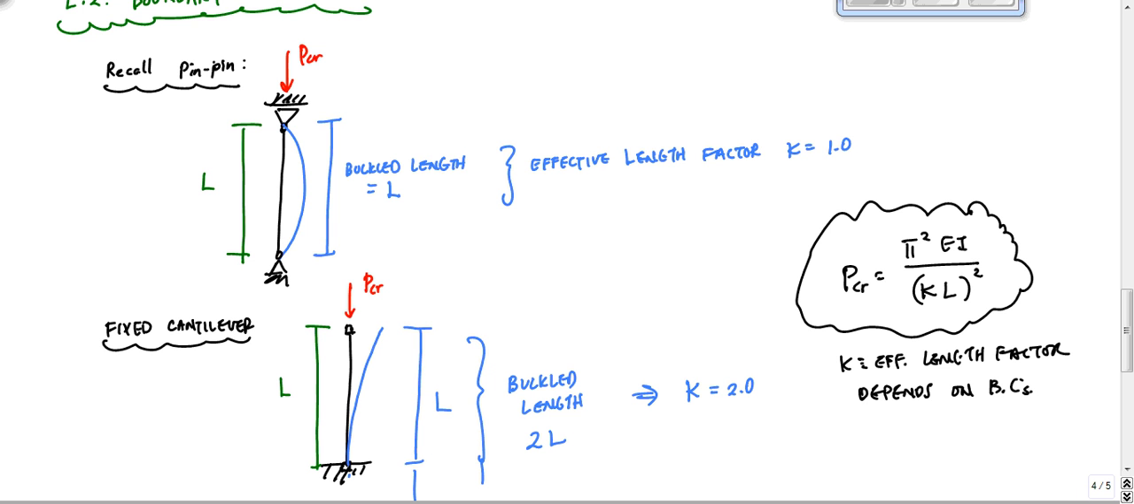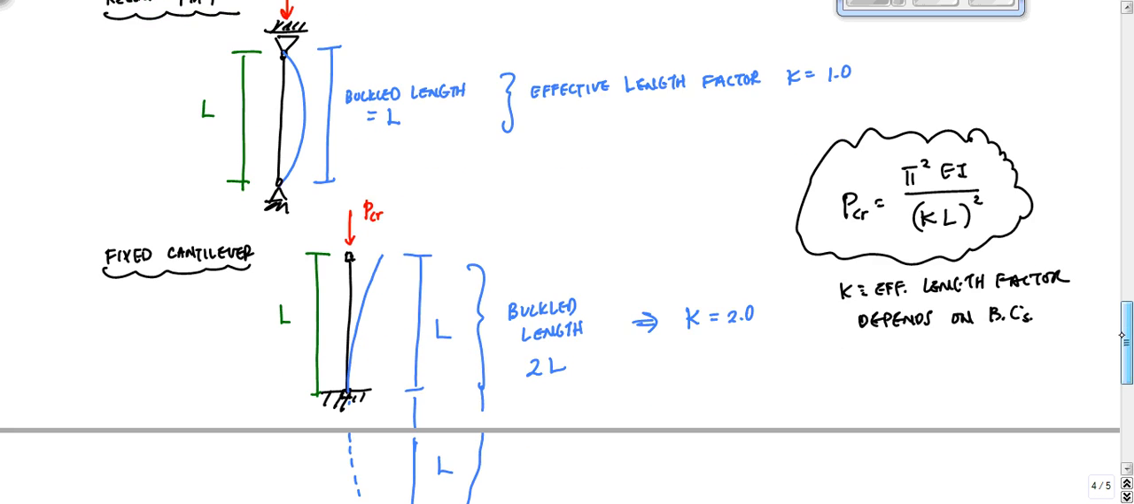You can look at figure 13-10 in your textbook, and you will see all kinds of examples of K that you're going to use to calculate the critical load. All right. That's it. Any questions about this?